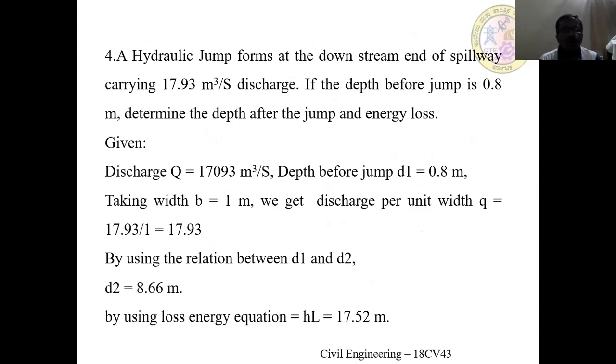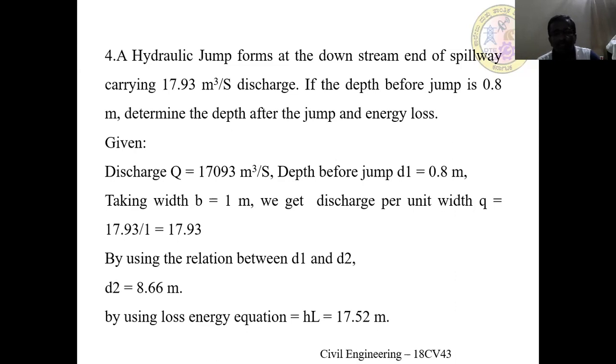The hydraulic jump forms at the downstream side of a spillway carrying 17.93 meter cube per second. Discharge Q is given as 17.93. If the depth before jump is 0.8, determine the depth after jump and energy loss. Once again, usually he is changing data and all these things. Sorry, this one is 17.93 meter cube per second.